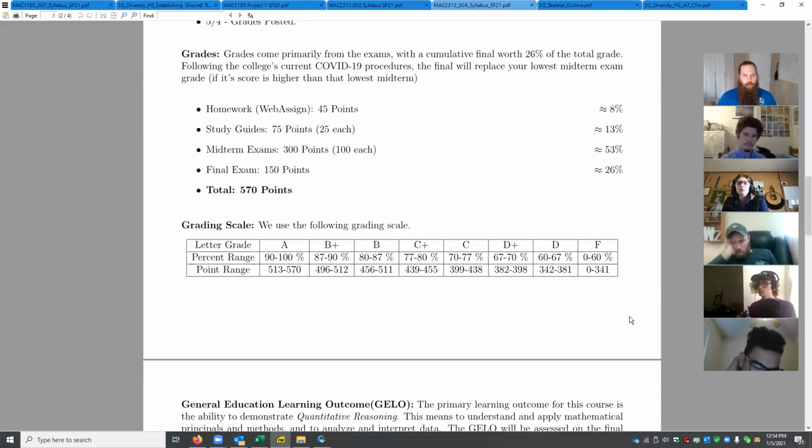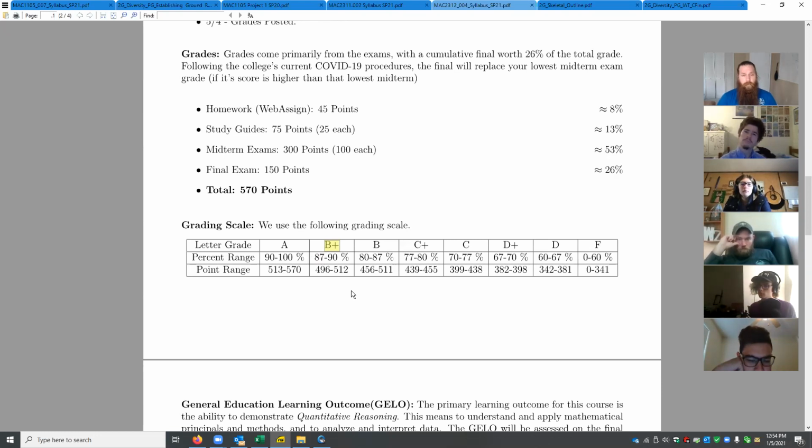The grading scale is the normal one, 90 to 100 is an A and so on, but the top 3 points of any grade designation earn the plus. So if you get an 87 or an 88 or an 89, that's a B plus. And it cascades down in the normal way.